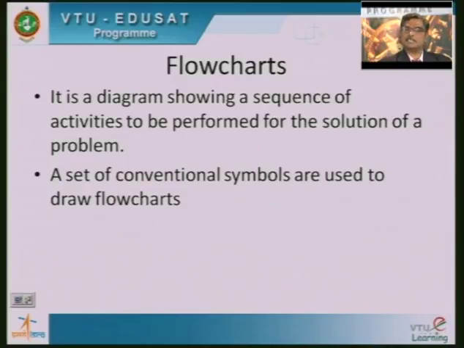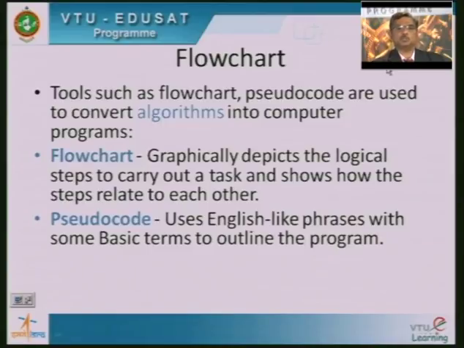Another method is called a flowchart. It is a graphical, diagrammatical way of representing the sequence of activities to be performed for a solution to a problem. There are specific symbols used to show the flow as well as the computation. The flowchart and pseudocode are algorithmic ways of representing instructions that make writing your program easier and more effective.